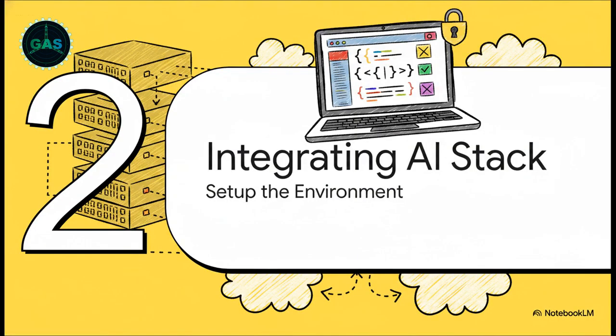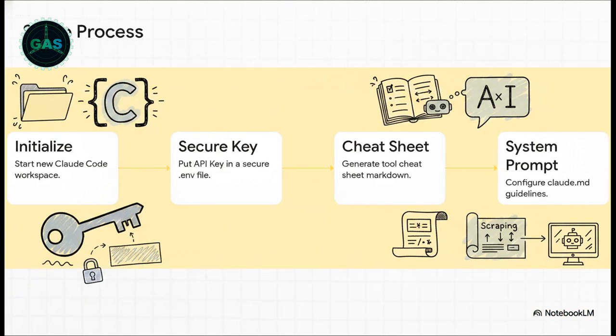All right, moving right along to Section 2, integrating the AI stack. To really leverage this power, we need to set up a secure operational environment. The setup process is a clean four-step playbook. First up, initialize a fresh workspace. Second, secure your API key. Third, generate a cheat sheet so the AI knows exactly how to use its tools. And fourth, configure a system prompt that gives the AI precise guidelines for your project.